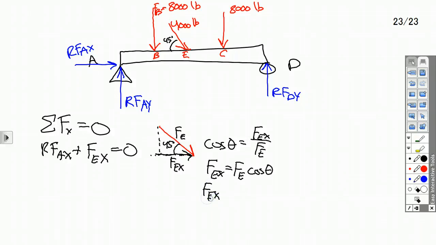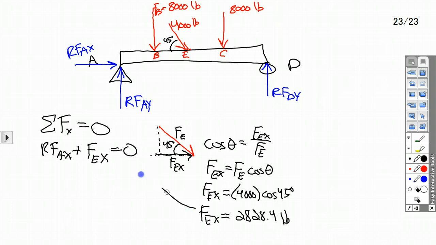FEX equals, FE is 4,000 pounds, times the cosine of 45 degrees. So for FEX, that component, let me grab my calculator here. Cosine of 45 is 0.707. I'll leave that in my calculator, times 4,000 gives me 2828.4. I'll just take one digit past pounds. That's the x component of that force at E.